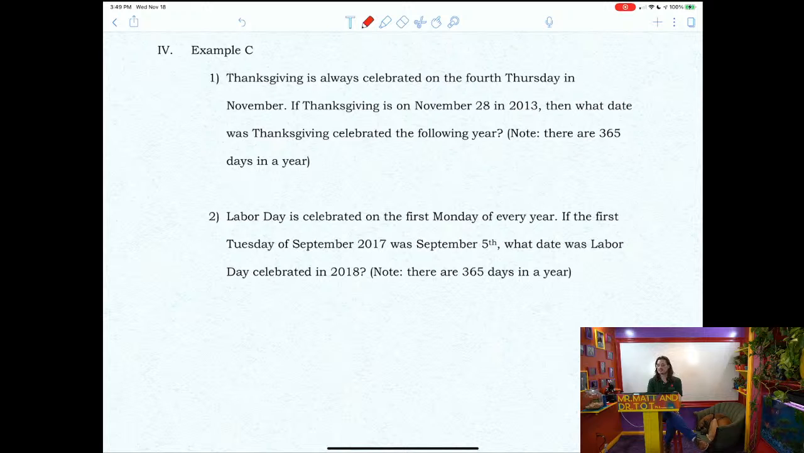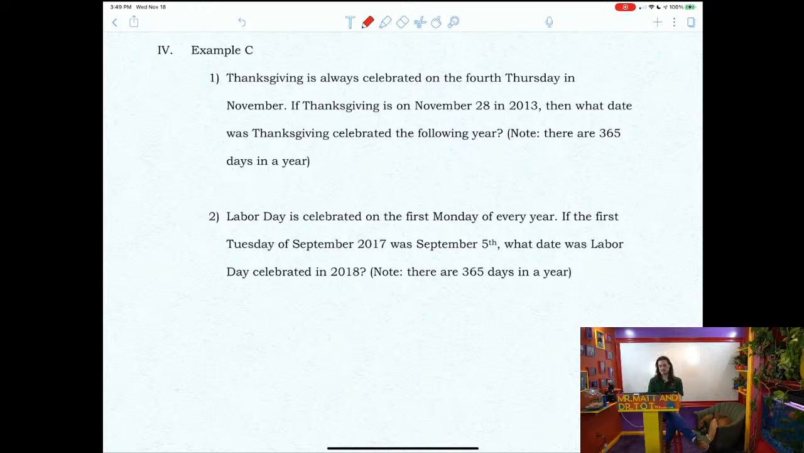Number 2 says Labor Day is celebrated on the first Monday of every year. If the first Tuesday, notice how tricky that is, if the first Tuesday of September 2017 was September 5th, what date was Labor Day celebrated in 2018? And again, note that there are 365 days in a year.